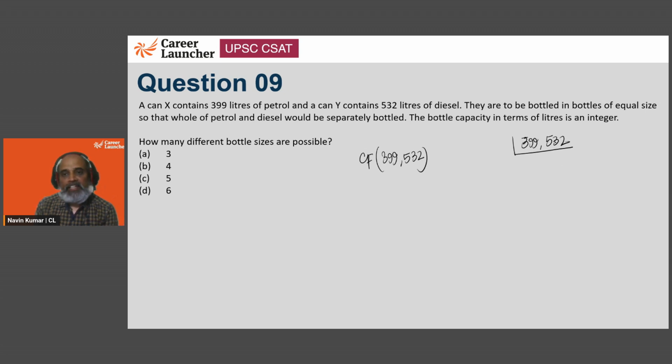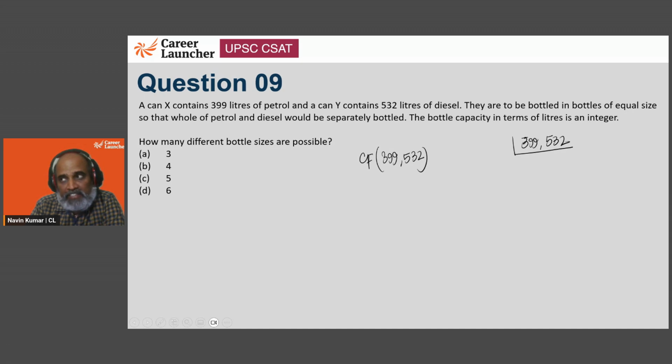So if you look at 399 and 532, are they divisible by 3? No, they are not. Okay. Are they divisible by 13? They are not. So basically, we should start with this. Are they divisible by 2? They are not. Are they divisible by 3? No. Are they divisible by 5? No. Are they divisible by 7?